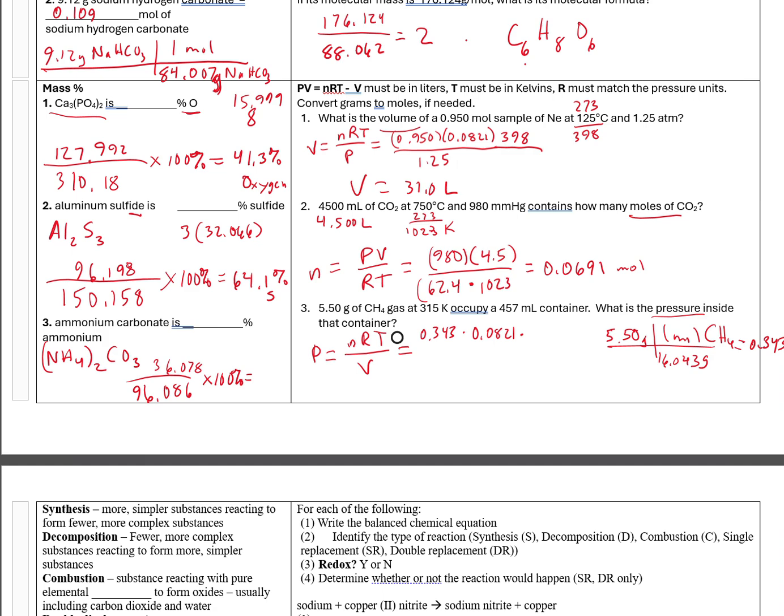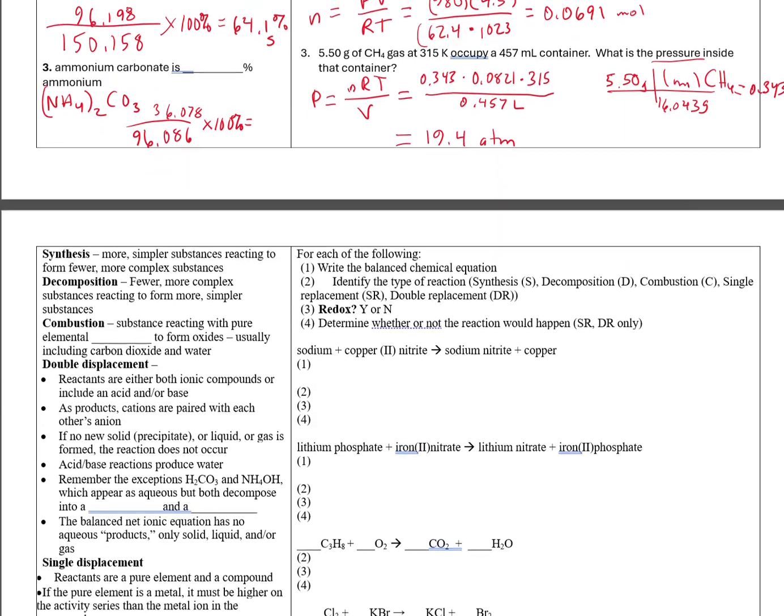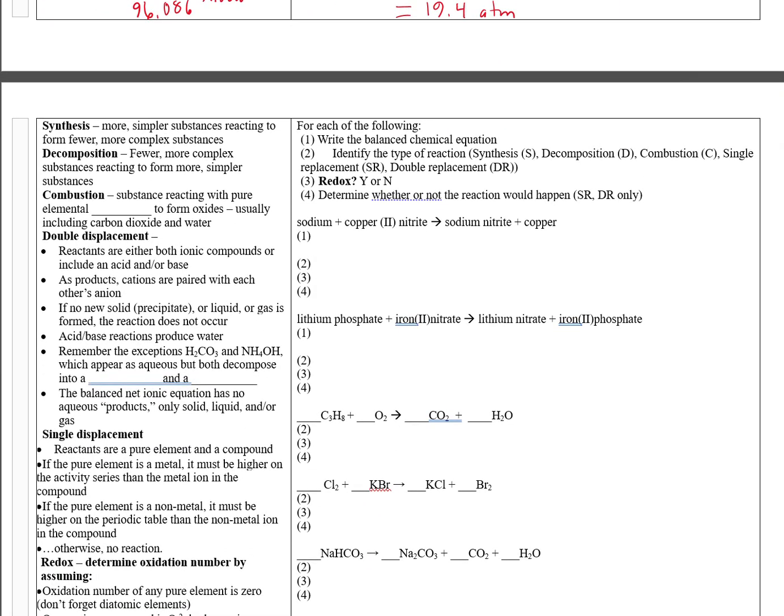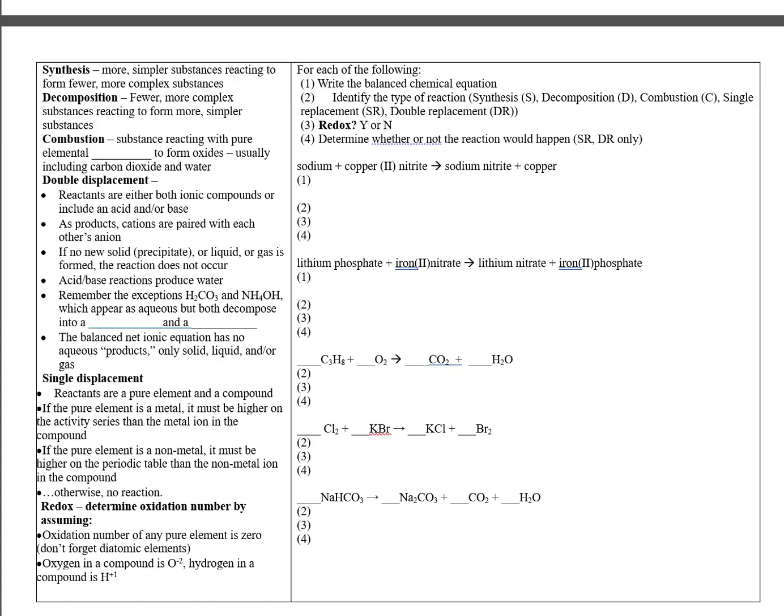And the temperature is already in Kelvin, so no need to convert that. I can divide by the volume, which is 0.457 liters, because remember, you have to divide milliliters by 1,000 to turn them into liters. Therefore, this pressure will be 19.4 atmospheres. That's pretty high. 19 times as much as the atmosphere is pressing on you right now. That's a lot.